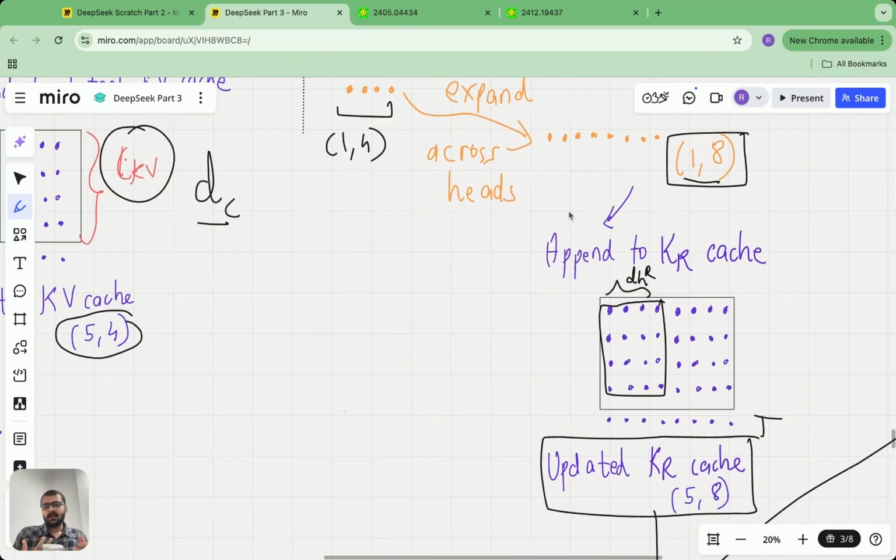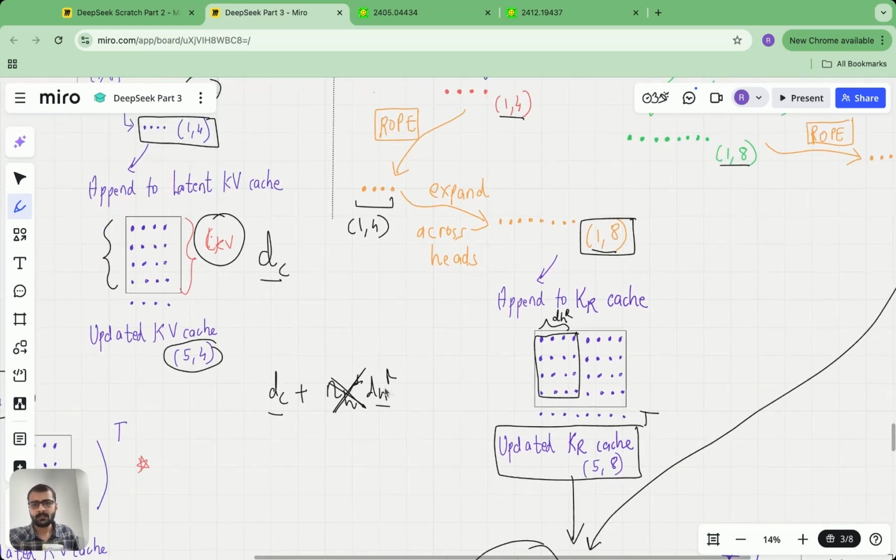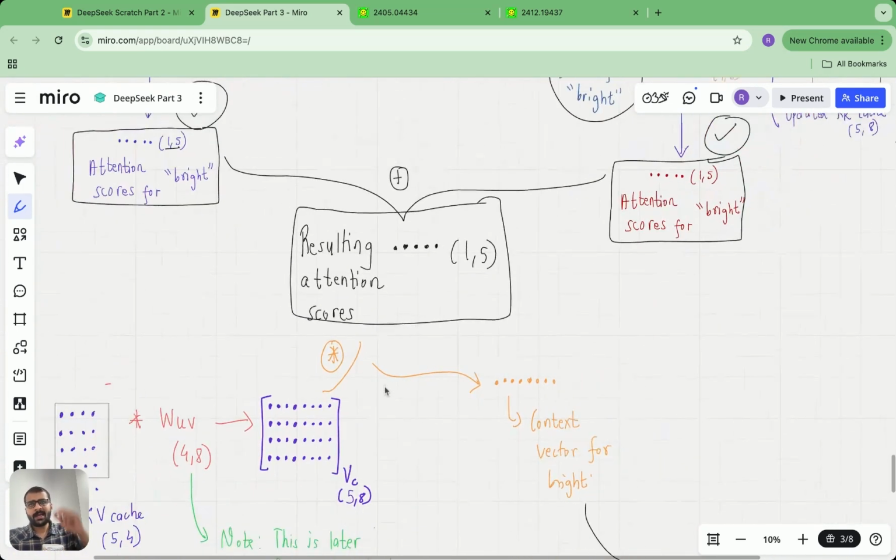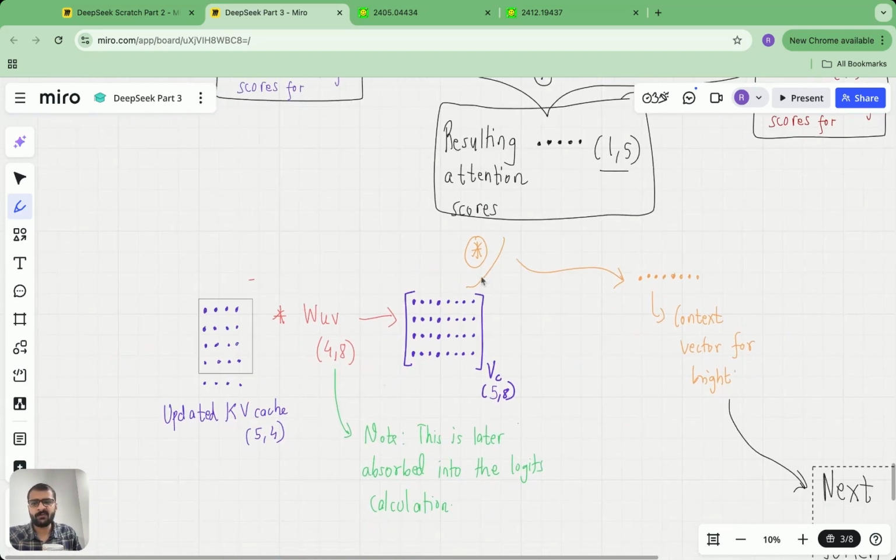I believe the reason they shared the values in the KR across multiple heads is so that we can reduce the memory. Because when we ultimately see the KV cache size, it will be dependent on DC and DHR. So actually, if different values were there across heads, the total dimensions which we will need to cache would have become DC plus NH into DHR. But now, since we are sharing it across heads, it will just become DC plus DHR.